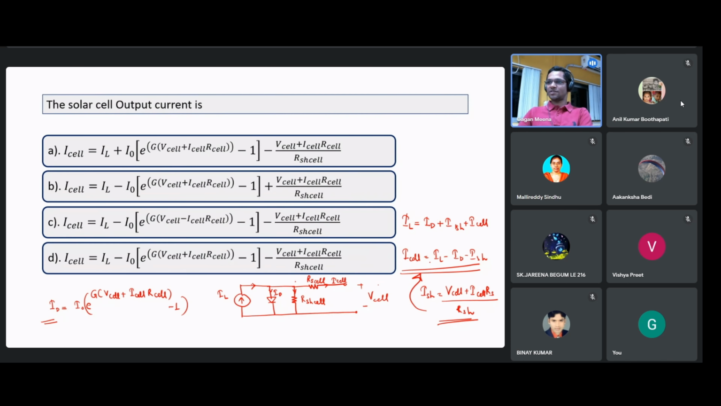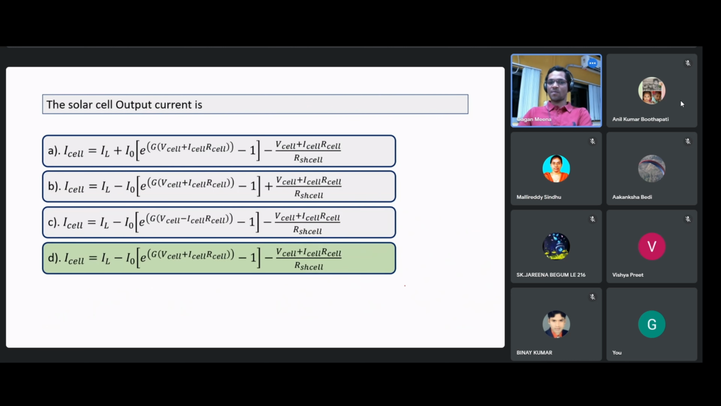If we substitute all these values, we will get this answer D, because I cell is IL minus ID minus ISH. So this is ID, this is ISH, and this is IL. So D option is correct.